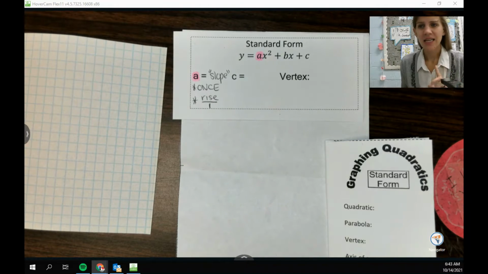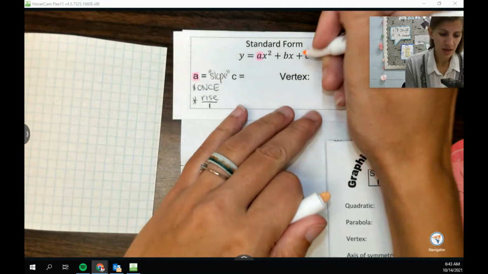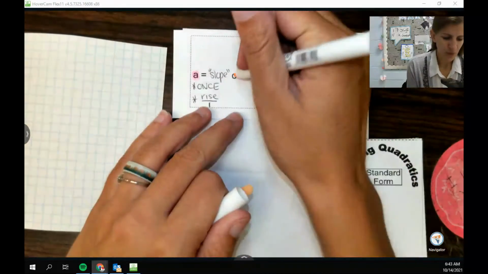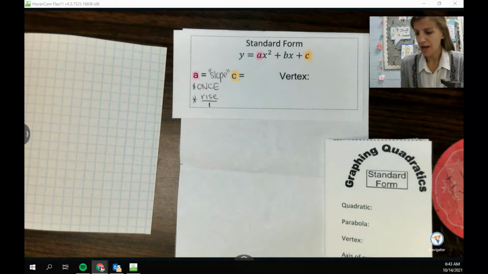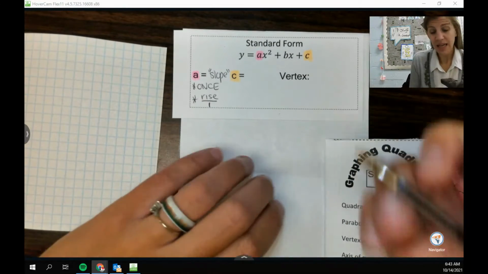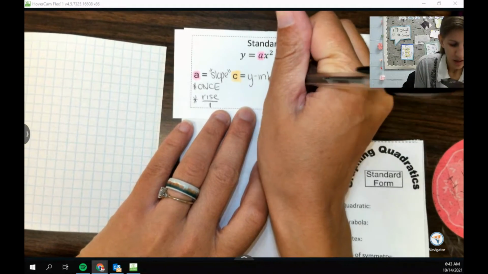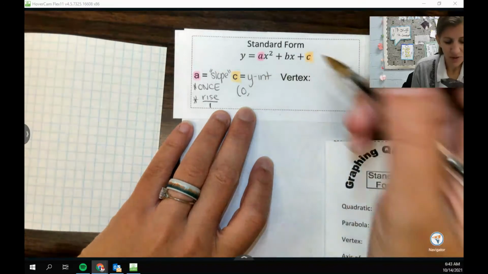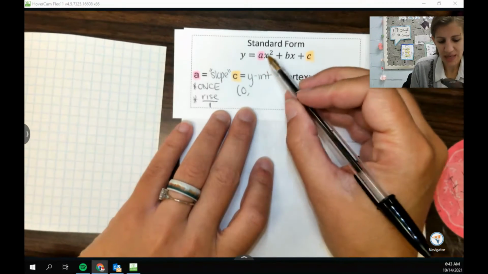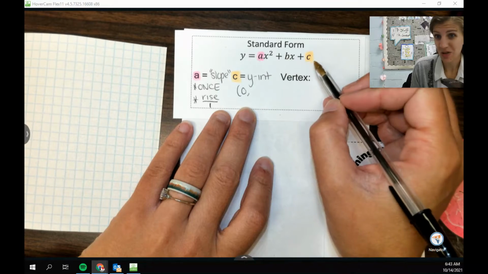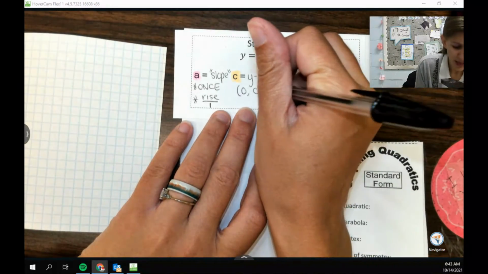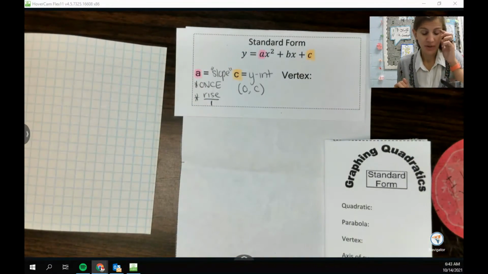The B is kind of weird and unfortunately doesn't show me a direct point on the graph. However, C is kind of a helpful point. It is our Y-intercept. If you think about the Y-intercept, the way we find it is we always put 0 in for x, and so that would zero this term out and this term, and you'd just be left with this. So 0 comma C is your Y-intercept.